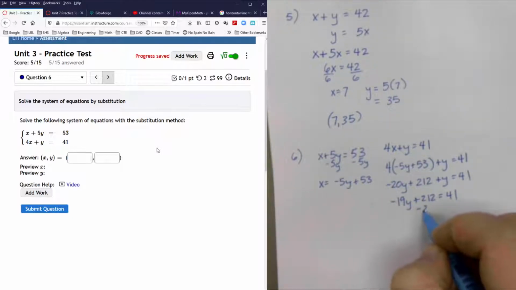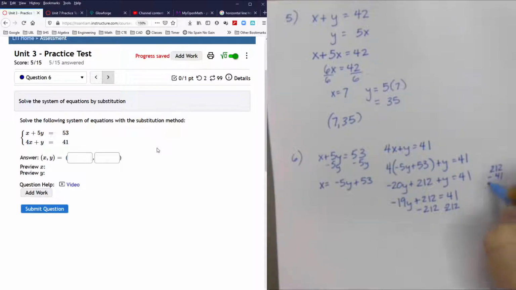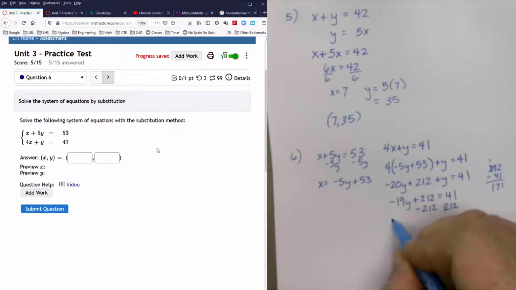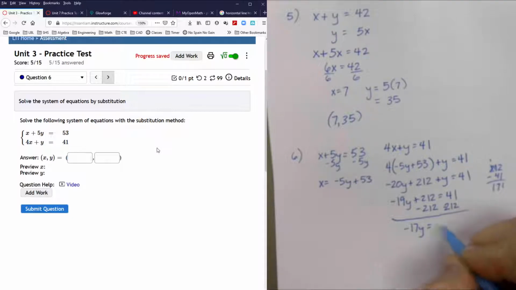I'm going to subtract 212 from both sides. Okay, and let's see, 212 minus 41 is going to be 1. We'll borrow there. That's going to be 11. It's going to be 7. 171. So that'll be negative 171. So I get negative 17y is equal to negative 171.